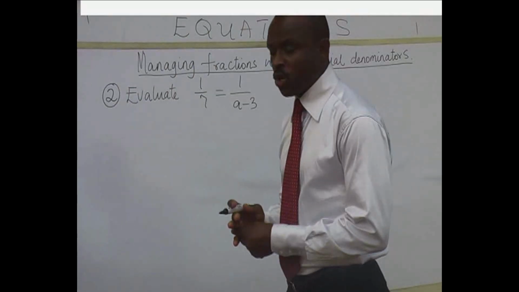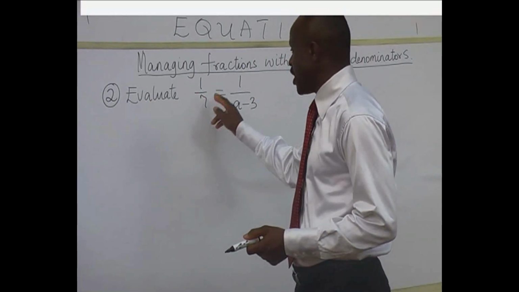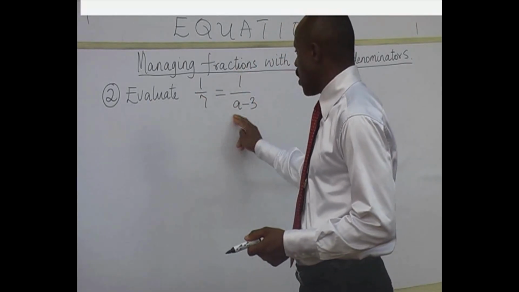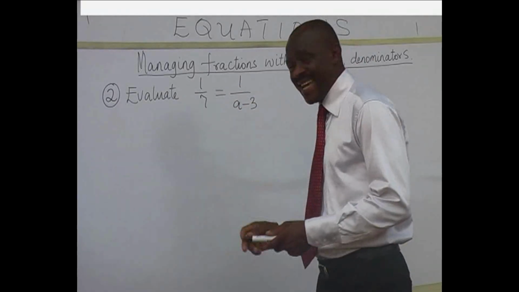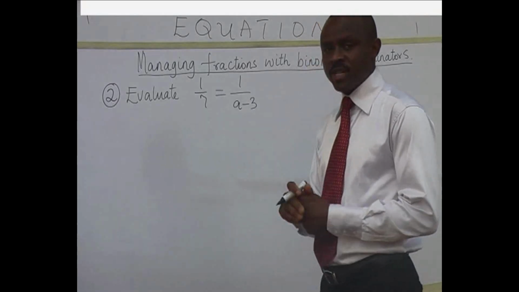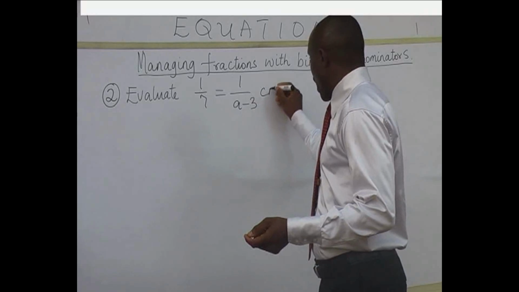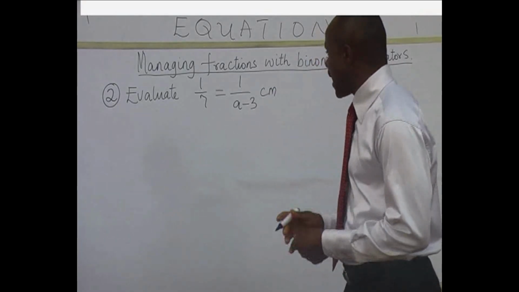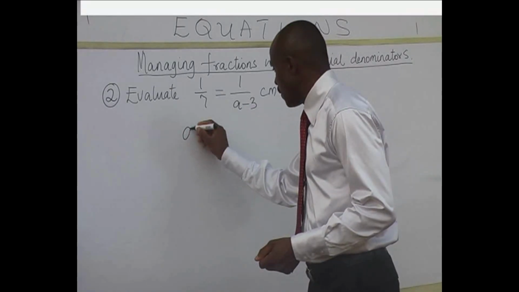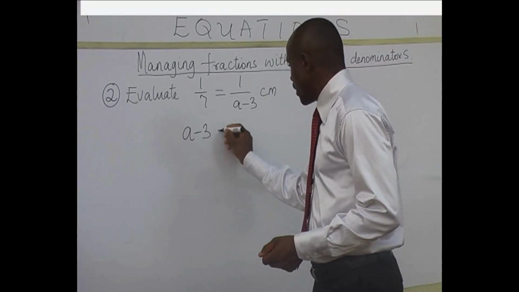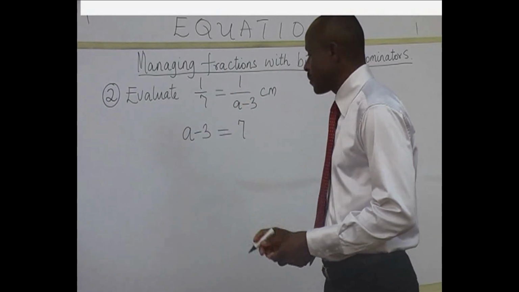The second question we have in this concept says that we should evaluate 1 all over 7 is equal to 1 all over a minus 3. A minus 3 is the binomial denominator in this equation. Our normal way, cross multiply. 1 times a minus 3 will give you a minus 3. It is now equal to 7 times 1, which will give you 7.